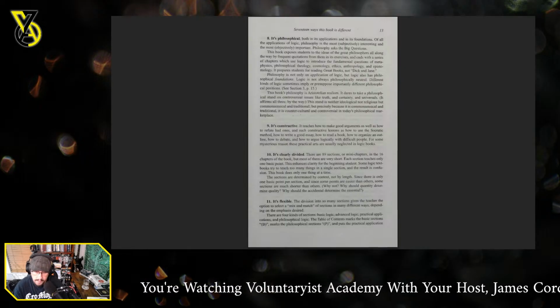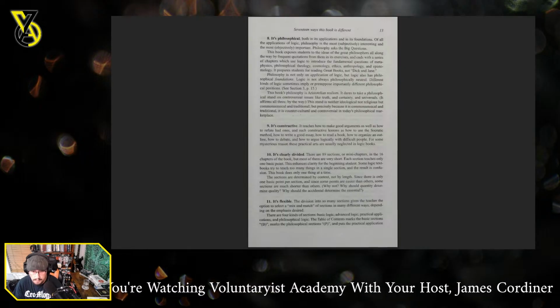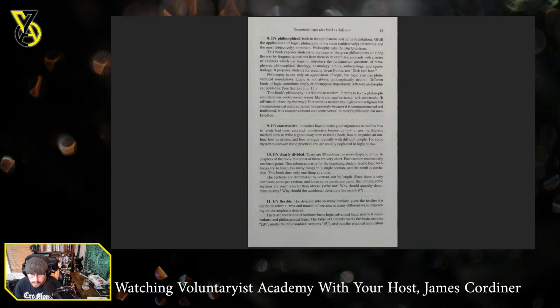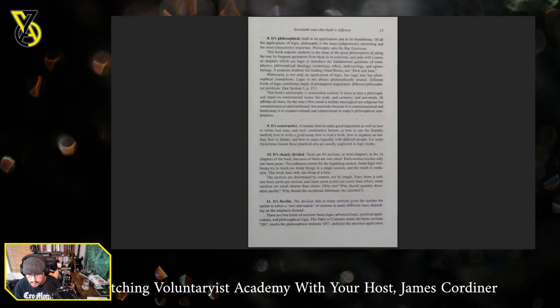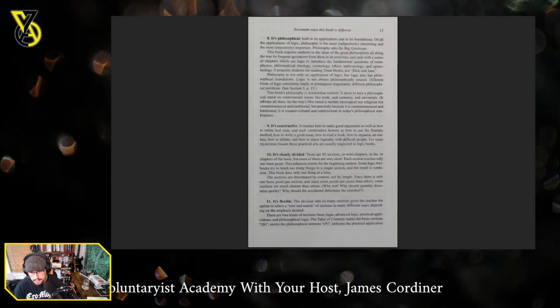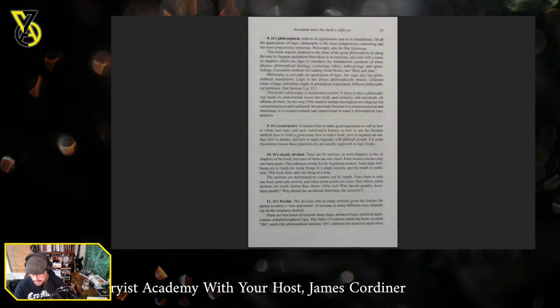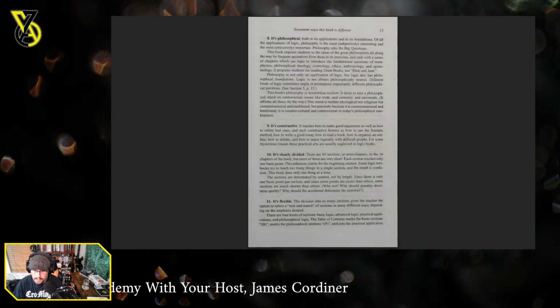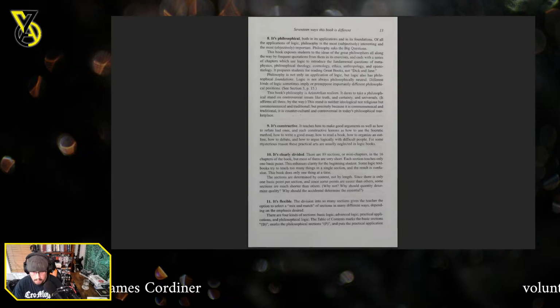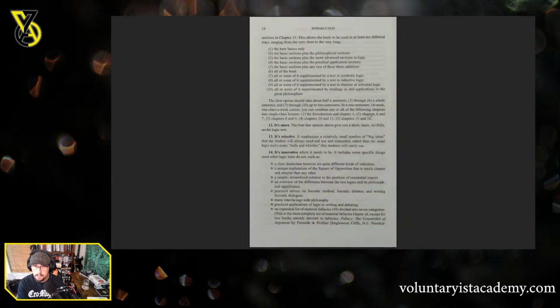Number 11, it's flexible. This book is flexible, and that makes it different than other logic books. The division into so many sections gives the teacher the option to select a mix and match of sections in many different ways, depending on the emphasis desired. There are 4 kinds of sections: basic logic, advanced logic, practical applications, and philosophical logic. The table of contents marks the basic sections B, the philosophical sections P, and puts the practical application sections in chapter 15.